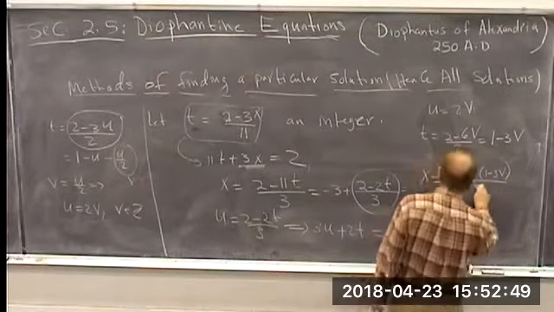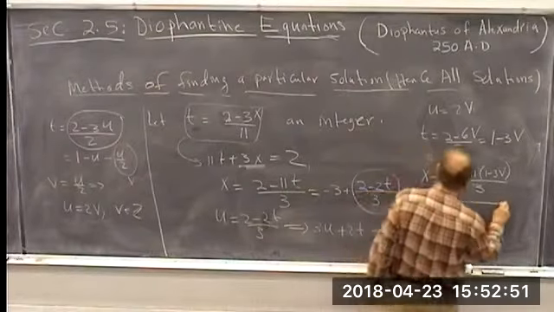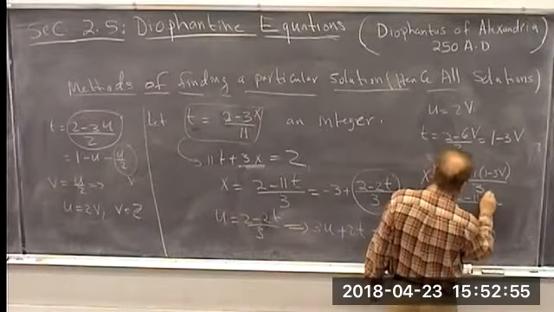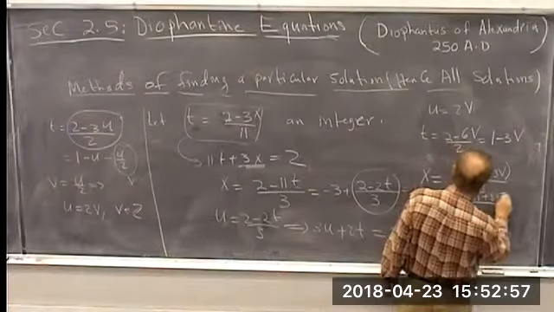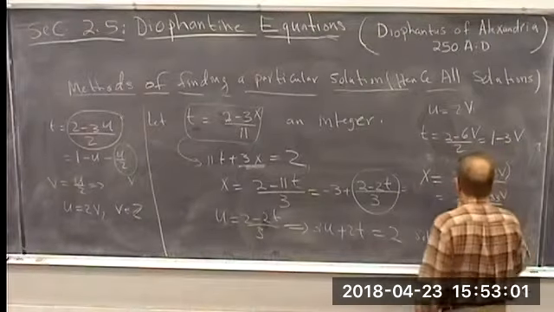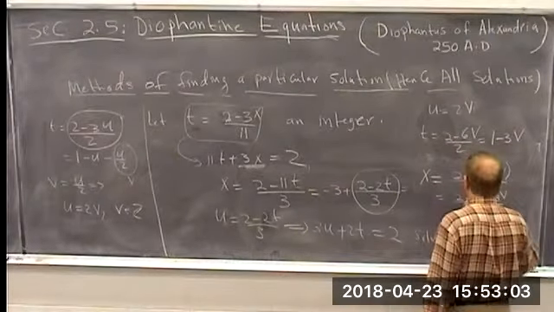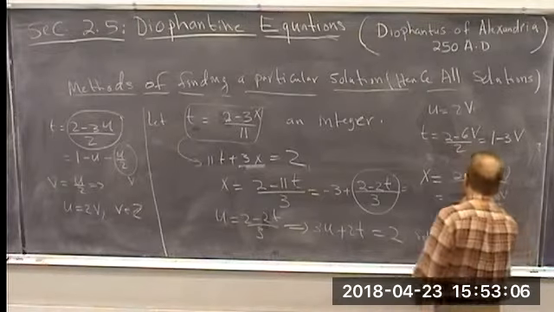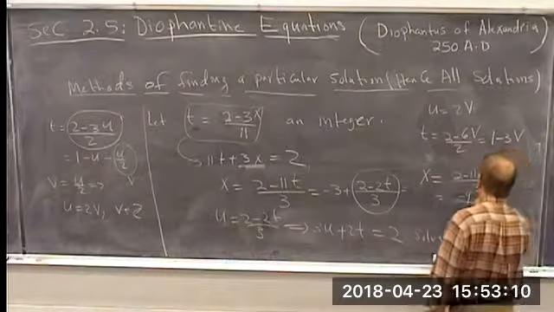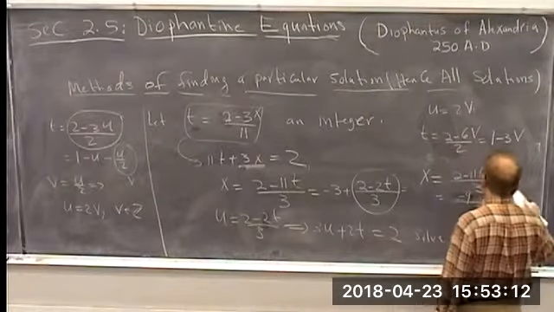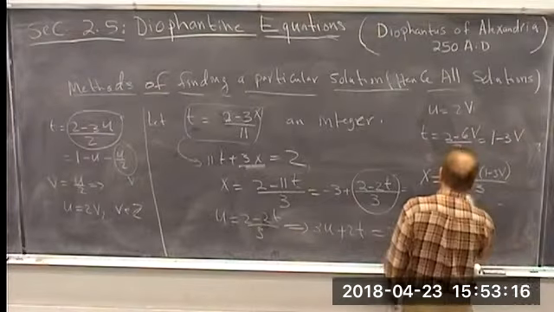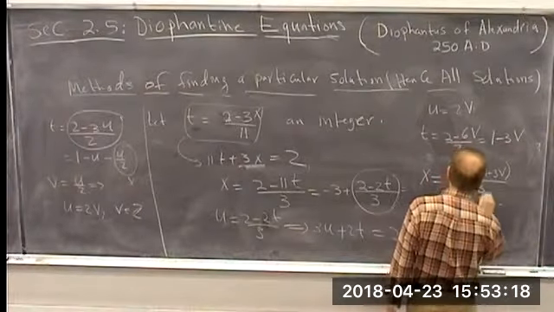over the 3. So let's see what this is going to be. 2 minus 11 plus 33v over 3. When you subtract 2 minus 11, this gives you minus 9. And then divide by 3, you come up with x equal minus 3 plus 11v. Minus 3 plus 11v.